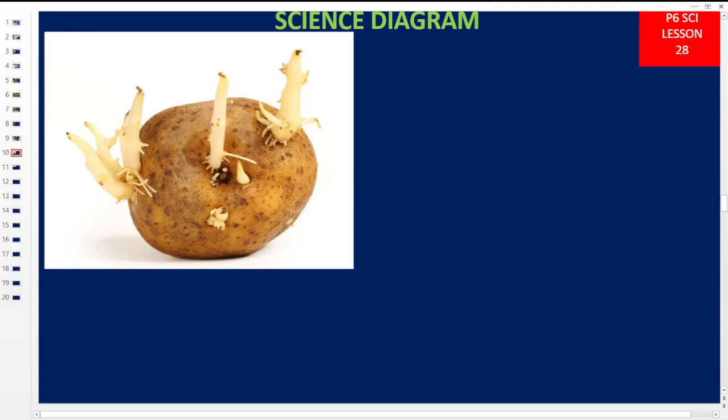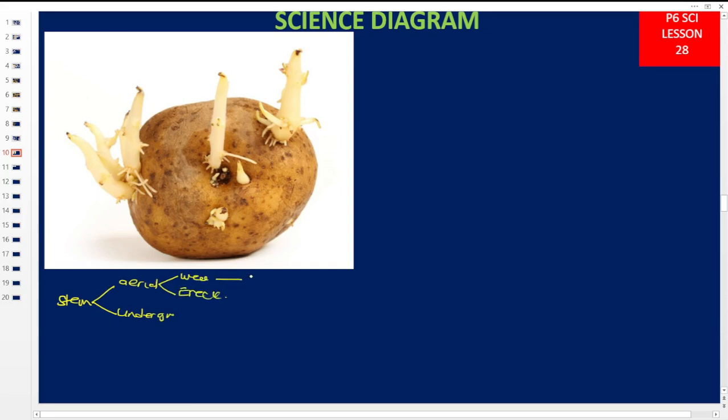Now this diagram is not new because we discussed it in the previous lessons, where we were looking at classification of flowering plants. We looked at very many things, and under those we looked at stems, right? And we said that these stems are classified into 2. We have what we call the aerial stems and the underground stems.